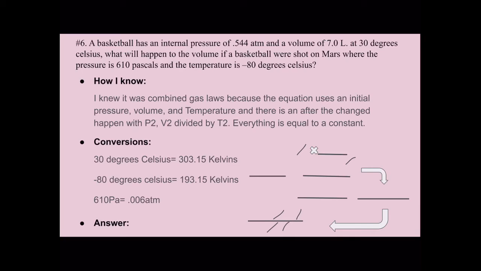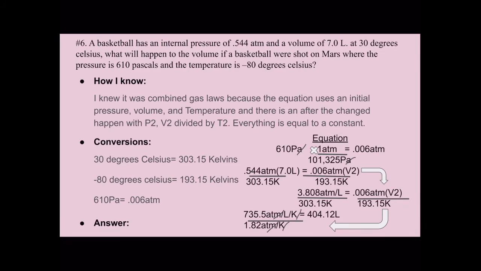Now we can use the equation and plug in 0.544 atmospheres for initial pressure, 7.0 liters for initial volume, 303.15 kelvins for initial temperature, and then on the other side put 0.006 atmospheres for final pressure. Leave V2 because we are trying to find that, and then 193.15 kelvins for final temperature. After multiplying and then cross-multiplying, you should get 735.5 atmospheres per liters per kelvins divided by 1.82 atmospheres per kelvins. The kelvins and atmospheres will cancel out, leaving you with the answer of 404.12 liters.